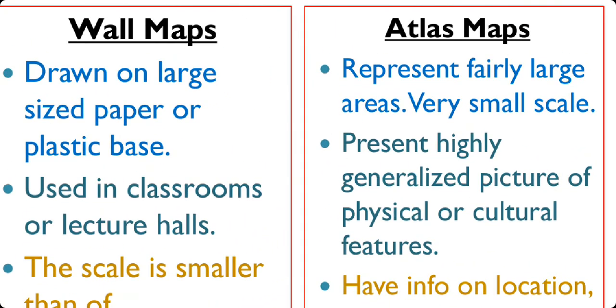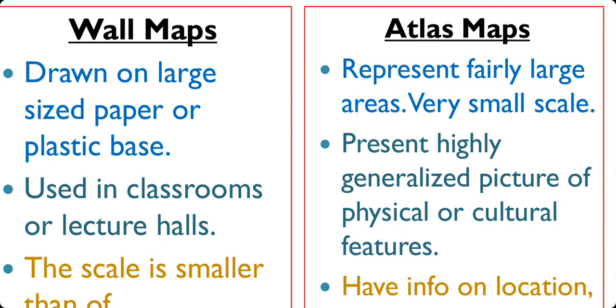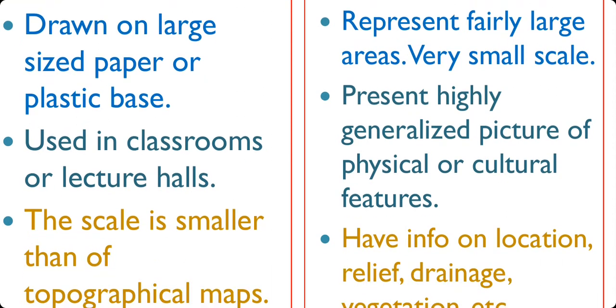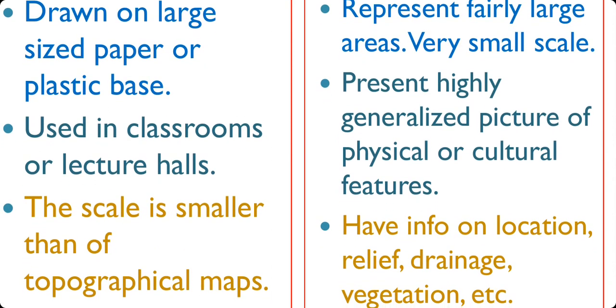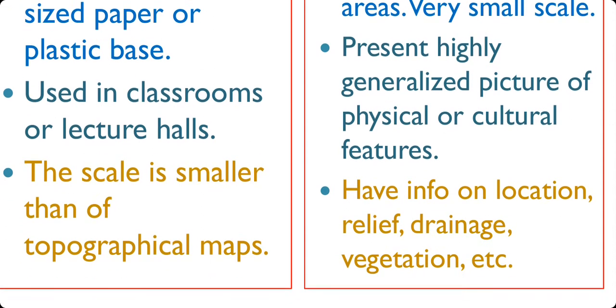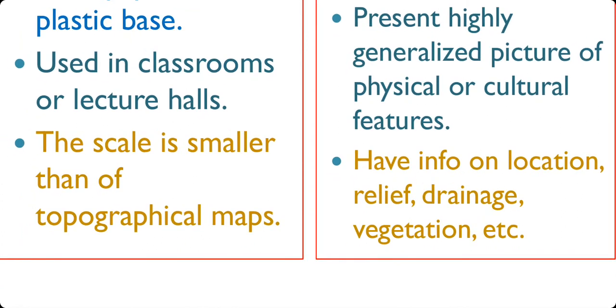Then comes the atlas. Atlas is a book. It's a collection of maps. Now the book is almost like A4 size paper, just slightly bigger than that. So you are representing a very big area on a very small piece of paper. For this reason, you have a scale which is very small. You're using a very small scale, and they present a highly generalized picture of physical or cultural features, and still they provide a lot of information. If you can read or interpret the map presented in an atlas correctly, it's very informative.